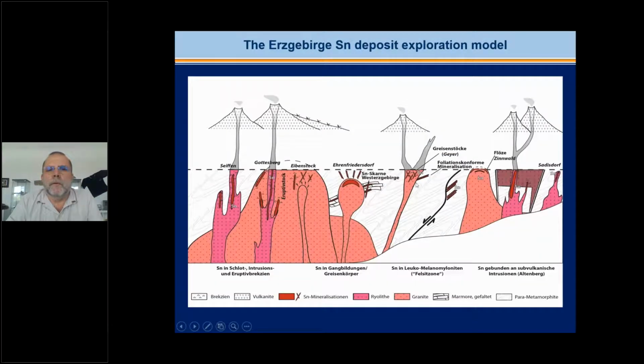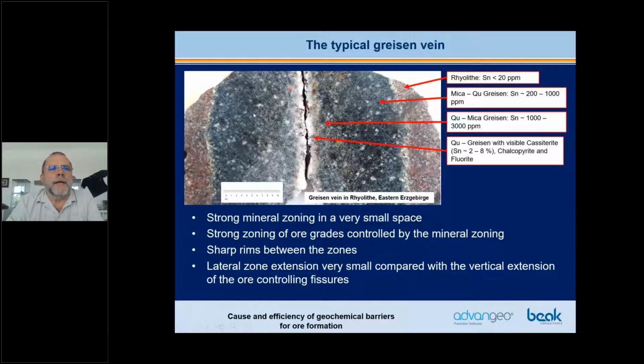So here we are now discussing a greisen in these rhyolitic rocks. It looks like this. This is 10 centimeters, so altogether it's maybe 35 centimeters width. We have here the host rock, rhyolite. We have here a quartz vein, which is not really a vein because it does not have sharp contacts, but cloudy contacts to the surrounding greisen.